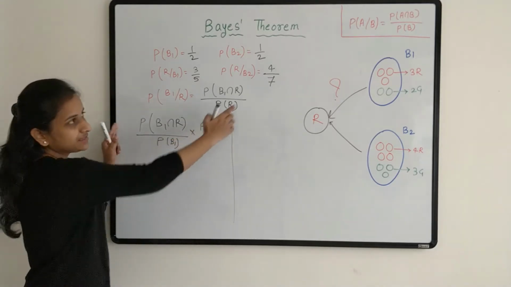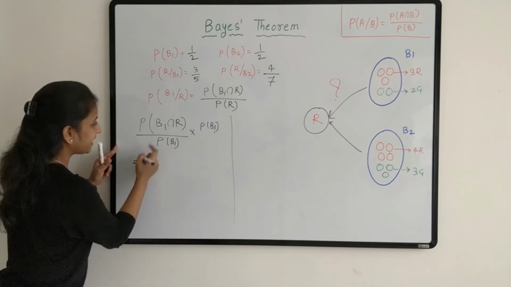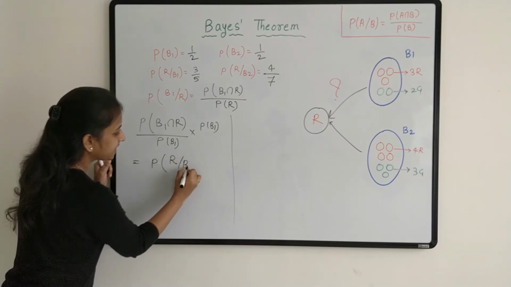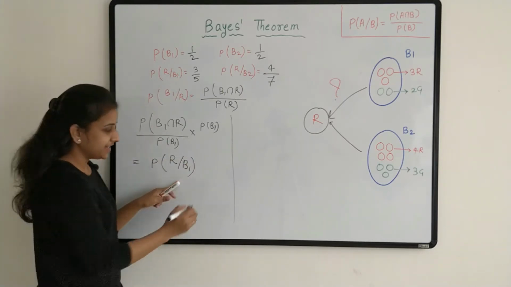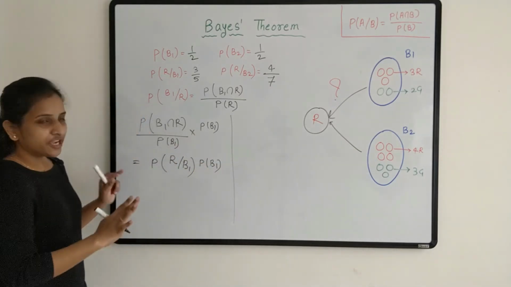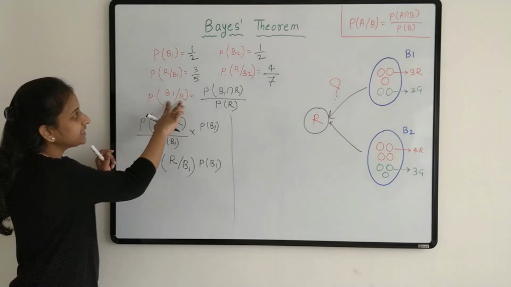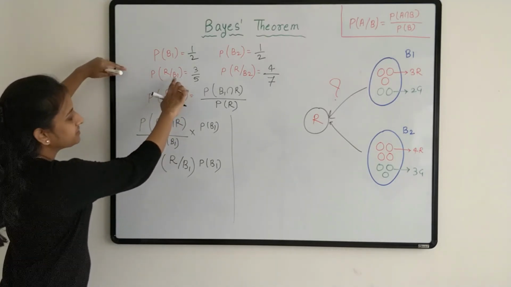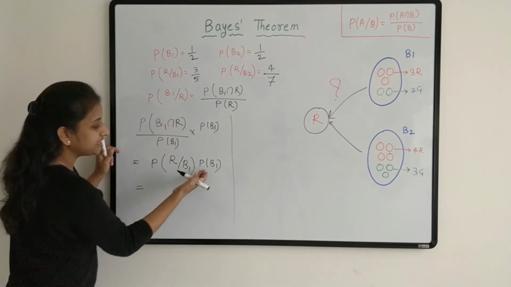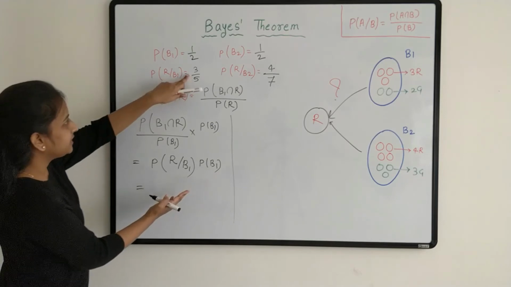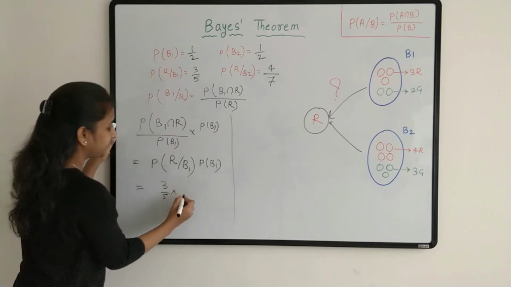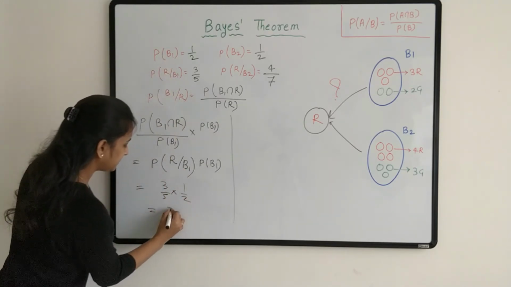Now using this formula, I can write the probability of a red ball given that B1 is already selected, into the probability of B1. See what I am doing? I am writing this in terms of R given B1. Understood? Now we have already seen the values for this. For R given B1 the probability is 3 by 5, and the probability of selecting bag 1 is half. So this is 3 by 10.